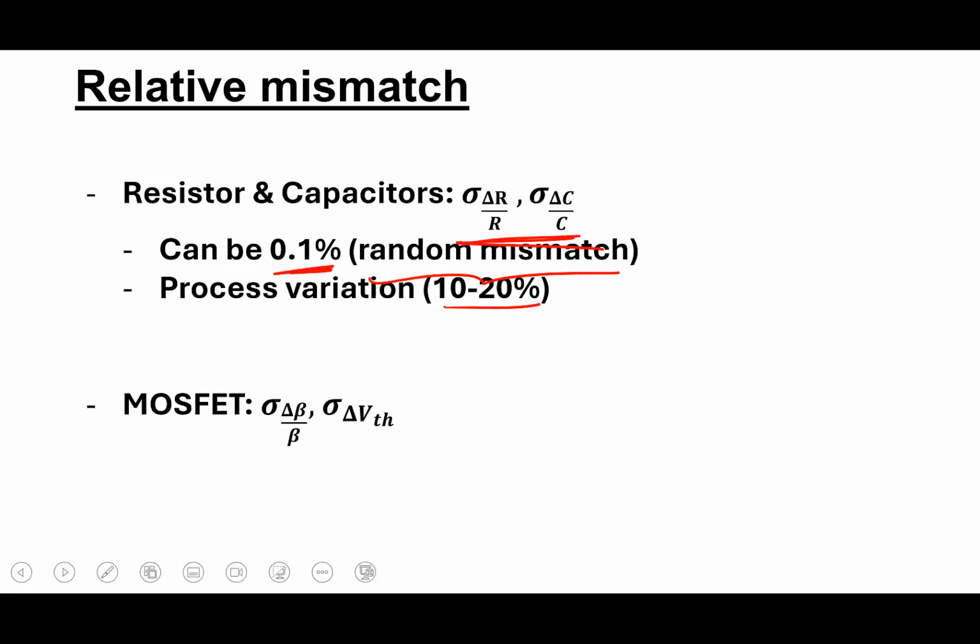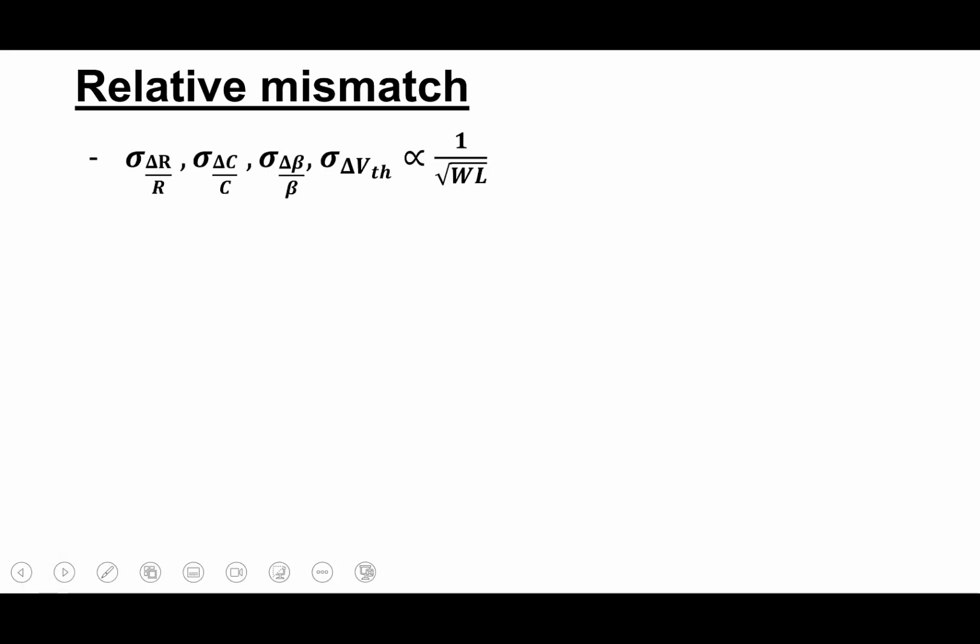So for a MOSFET, for the current factor, we normalize it and look at relative mismatch. For the threshold voltage, we just look at delta VTH. We don't normalize it with respect to VTH, simply because we can have transistors with threshold voltages as close to 0 as possible. So then this will just blow up. So only for threshold voltage, we don't normalize it. And it turns out all of these relative mismatch quantities are inversely proportional to the square root of area.